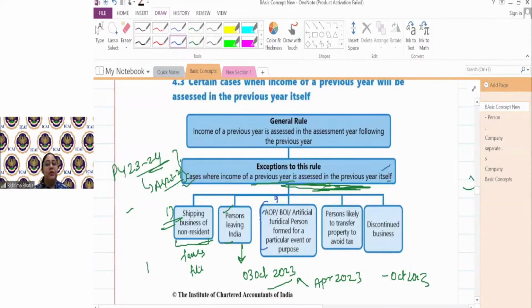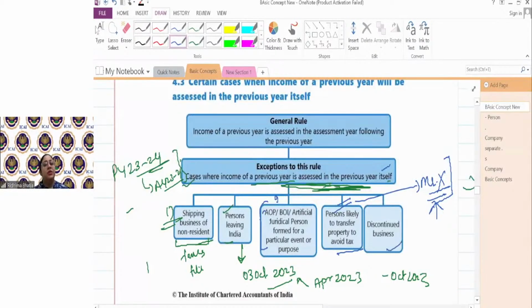Next is persons likely to transfer property to avoid tax. Now, suppose there is a person, Mr. X, who might be selling some property so that he does not have to pay the income tax liability. So, on these people also who are departing from the property to avoid any tax liability, they can assess the income of the previous year in the previous year itself.